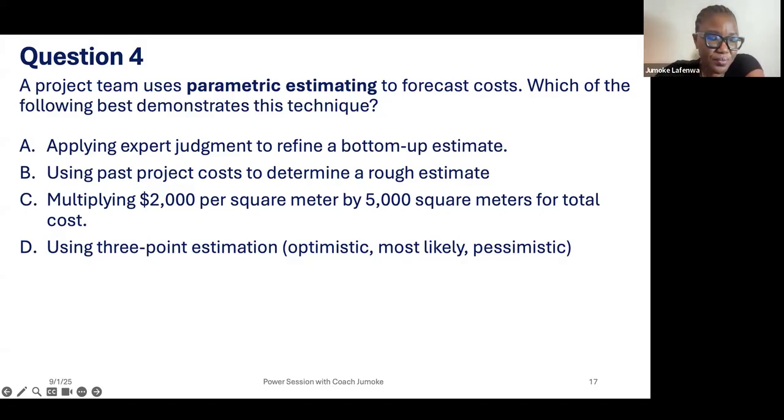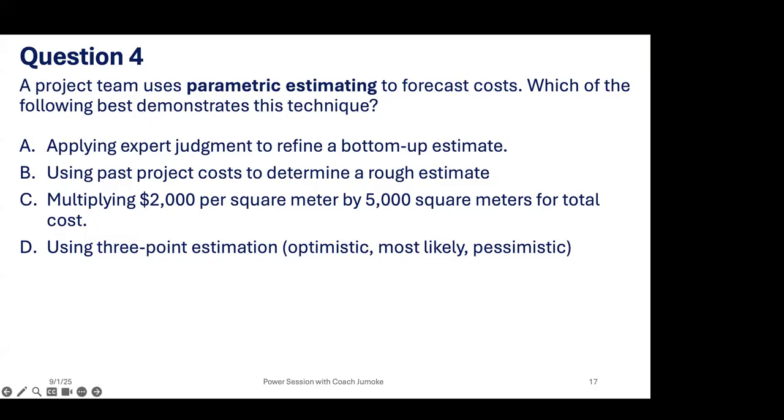Why did you choose B? I actually guessed because, looking at the options, the first one is already talking about bottom up. I don't think that's parametric. This C is saying multiplying $2,000 per square meter. I'm like, where is that coming from? There's nothing talking about money here, so that was why I didn't go for that. And then 3 points is already obvious. That's why I picked B. So I guessed, I don't know if I'm right.